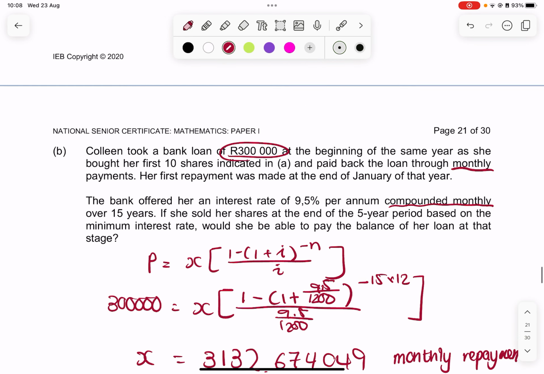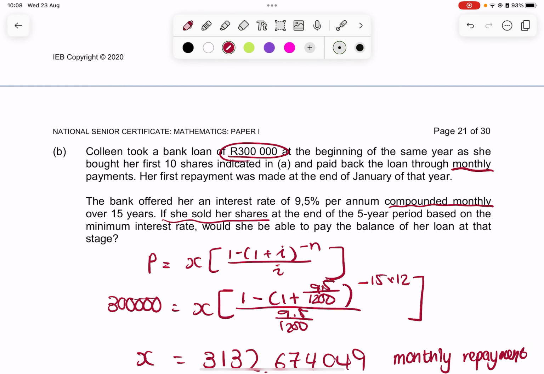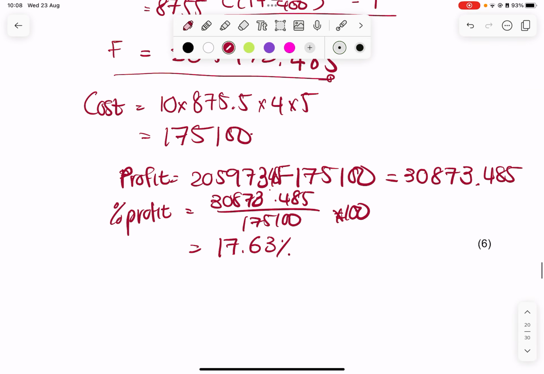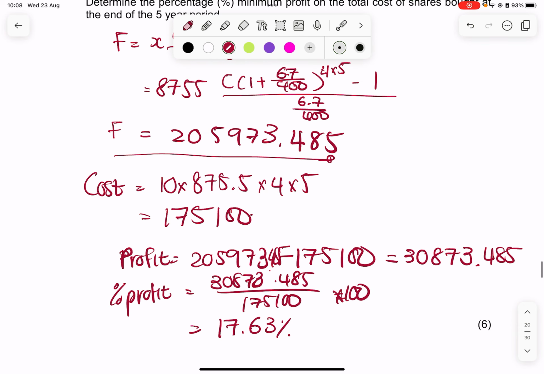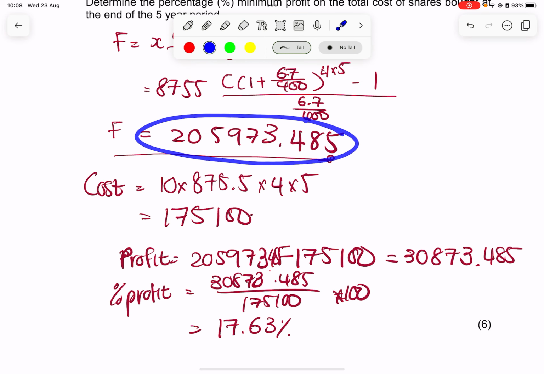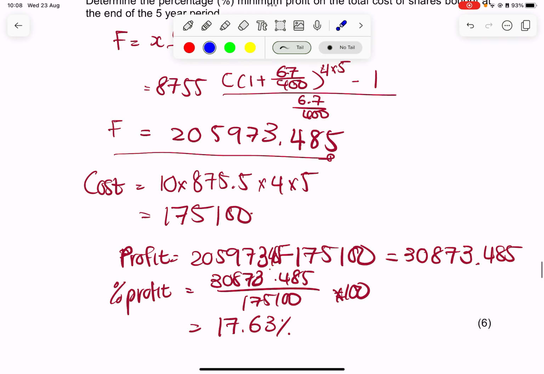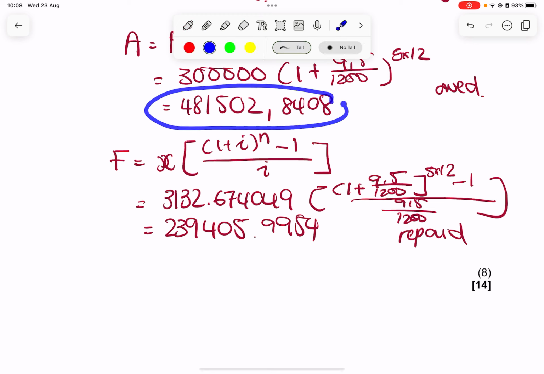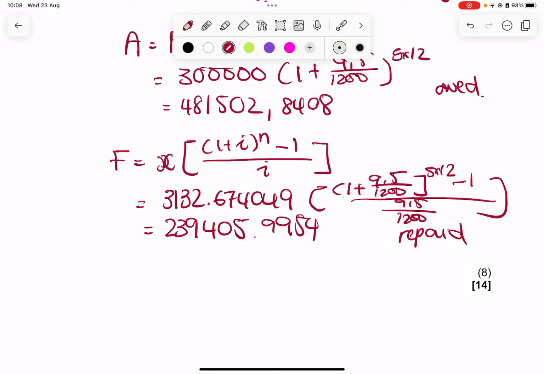Now we need to look at how much she has if she sold all her shares. And when she sold all her shares, we look back, it is this value that's been compounded in total. Sorry, my bad. You first need, from the amount owed, to minus how much you repaid to figure out how much you actually owe.